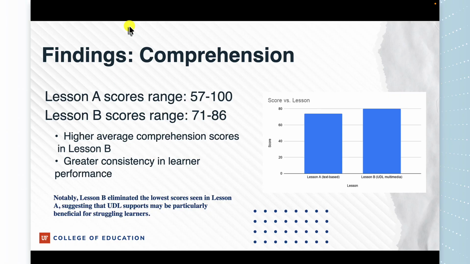For comprehension, Lesson A scores ranged from 57 to 100%, while Lesson B scores ranged from 71 to 86%. Lesson B showed higher average comprehension and more consistent performance across learners. Importantly, Lesson B eliminated the lowest scores seen in Lesson A. This suggests that UDL-aligned supports may be particularly beneficial for struggling learners. Even though the difference in averages may appear modest, in a real classroom context, this level of improvement can meaningfully impact student success.